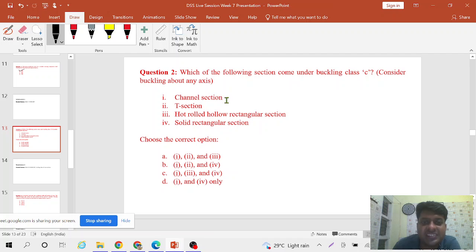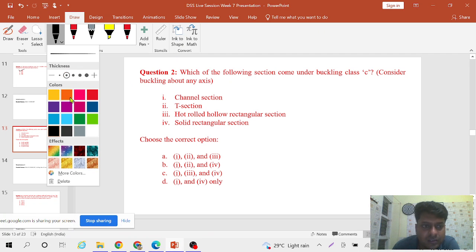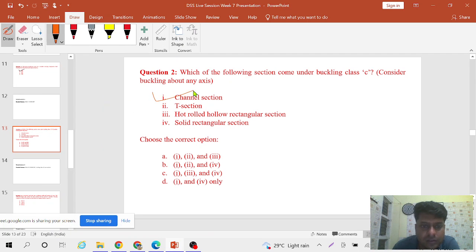Channel section comes under which class? They have also made a diagram there. Channel section comes under buckling class C. So the first one is correct. Answer is option C. Now check for T section. T section comes under which buckling class? C. This also comes under C.